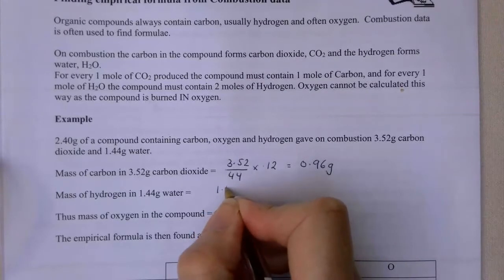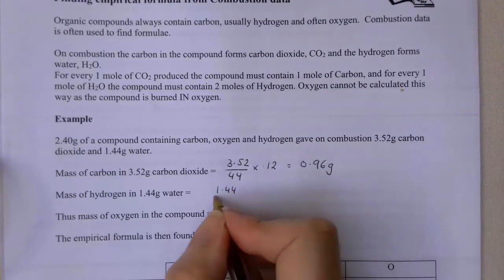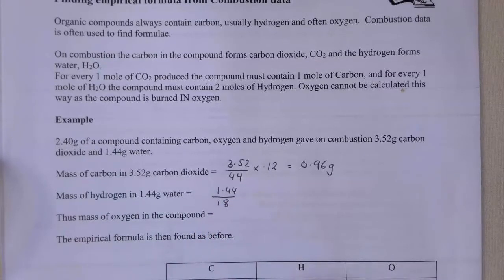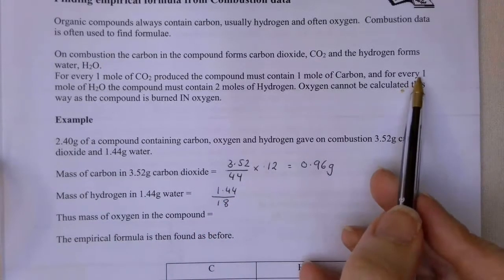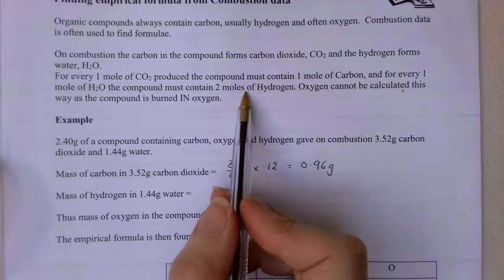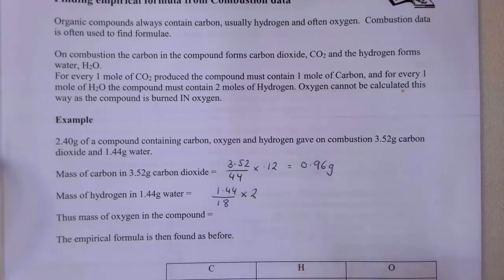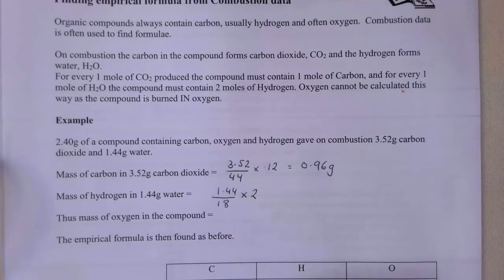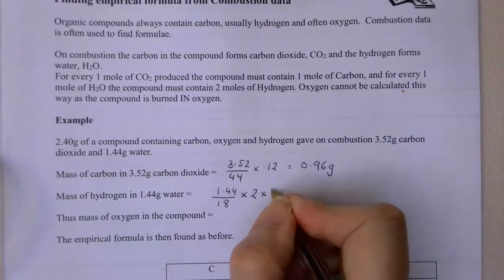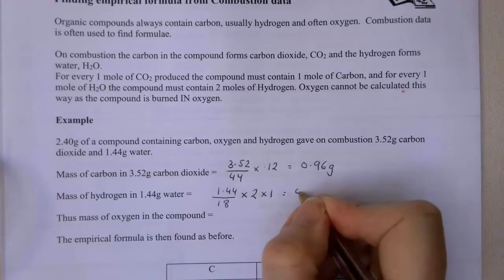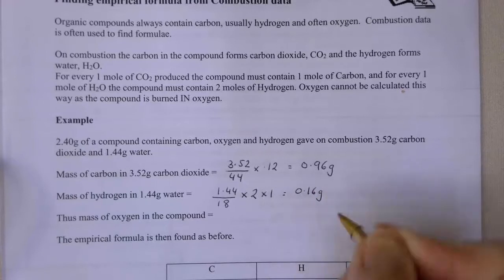I could do the same thing for the water. I've got 1.44 grams of water divided by the RMM, which is 18. I know that for every 1 mole of water, I get 2 moles of hydrogen. So I'm going to times that by 2, which will give me the number of moles of hydrogen, and then times by 1, which is the RAM of hydrogen. And I get 0.16 of a gram.